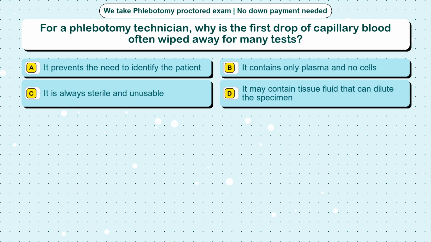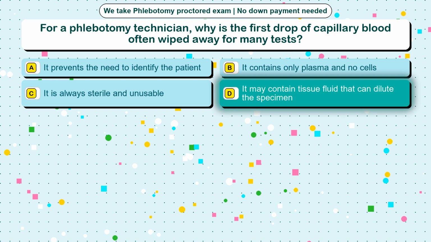Question 92. For a phlebotomy technician, why is the first drop of capillary blood often wiped away for many tests? Option A. It prevents the need to identify the patient. Option B. It contains only plasma and no cells. Option C. It is always sterile and unusable. Option D. It may contain tissue fluid that can dilute the specimen.